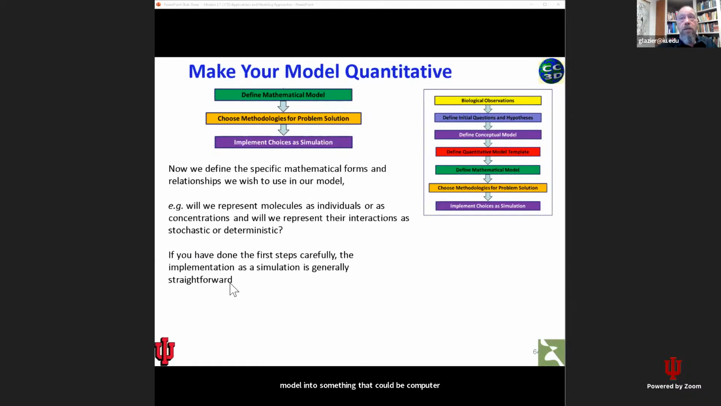Once you've done the definition of those structures and relationships, actually choosing a methodology for problem solution, whether it's CompuCell, PhysiCell, Biocellion, or something else, is relatively trivial. It's not that you can't make mistakes. It's not that you don't have to learn it. But the hardest part of doing biological modeling is the biology, and understanding the biology in a serious way, and understanding relationships in a serious way.